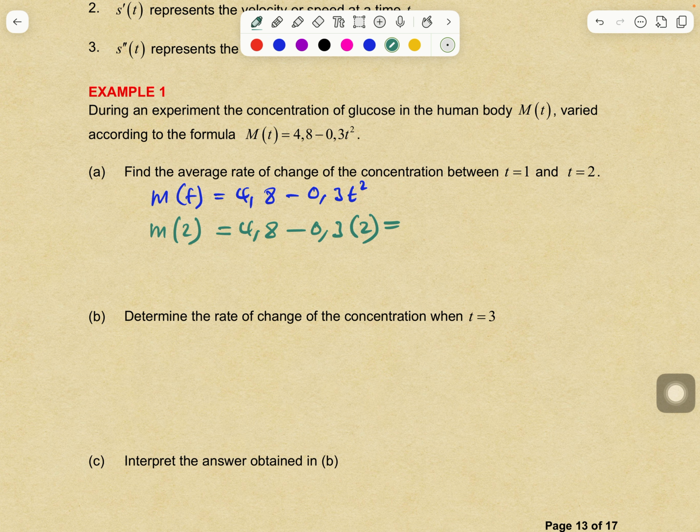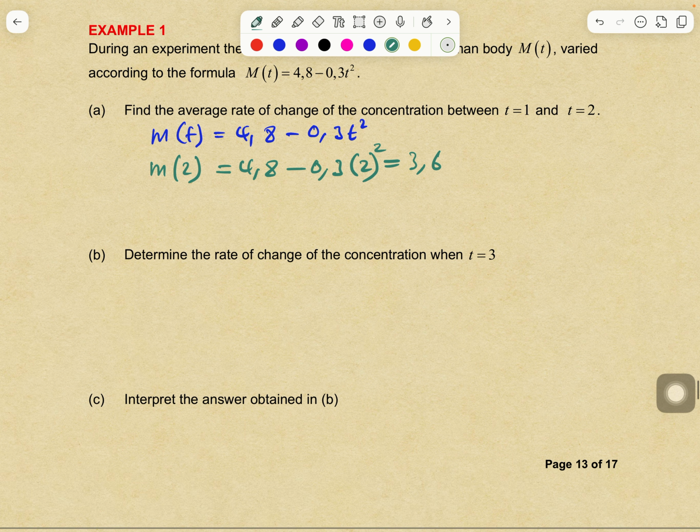This is going to give me something. Let's do it together. 4,8 minus 0,3 into 2. Don't forget to put a square there. We need to square that thing, and then this gives us 3,6. Now we need to find M of 1.